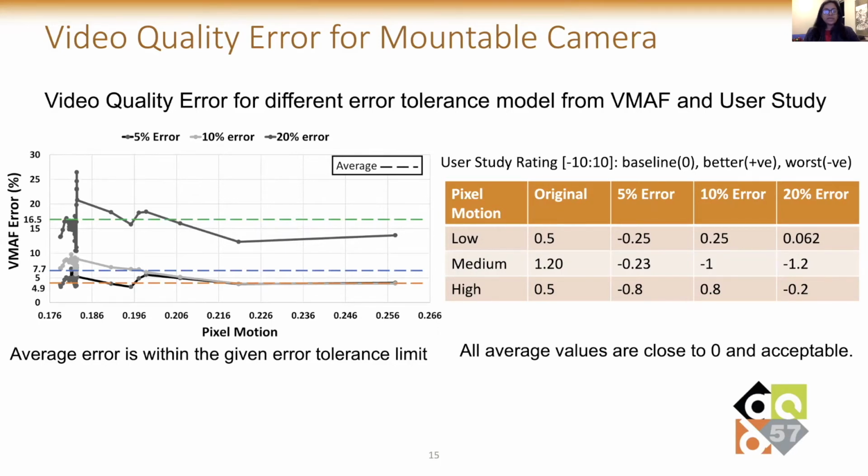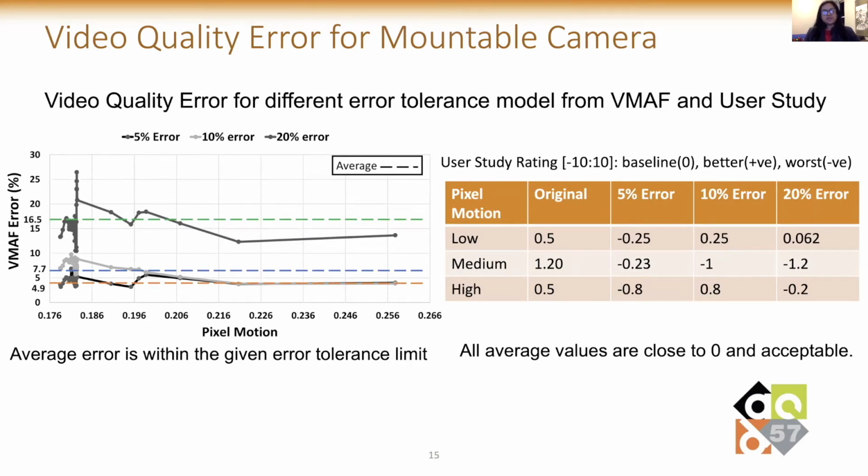To the right, I show more interesting results from the user study, where we ask the user to rate the videos from -10 to +10 as compared to baseline, which is 0, where positive means better than baseline and negative means worse. As shown, the user ratings across different error tolerances are very close to 0, and the users were not able to determine much difference between original and Seesaw.